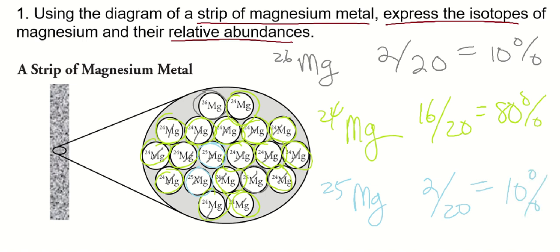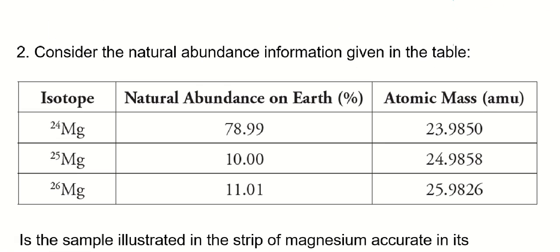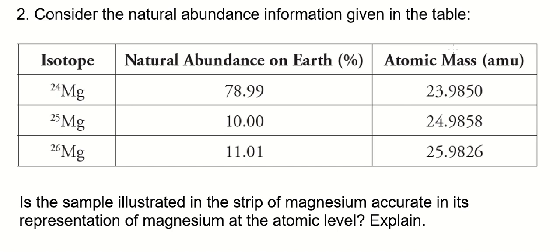All right, let's see what else we got. Consider the natural abundance given to us here. I'm reading down here. Is the sample illustrated in the strip of magnesium accurate in the representation at the atomic level? All right, so is it accurate? Relative abundance is 80. We said this was 80%. That's pretty good. Pretty close considering there's only 20 atoms that it showed us. And the rest were 10%. So yes, reasonably accurate.